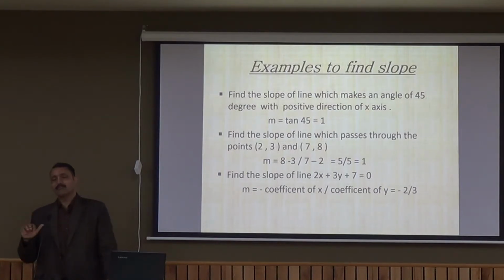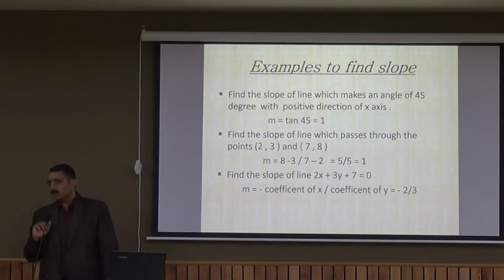Suppose we take an example. Find the slope of a line which makes an angle 45 degrees with the positive direction of x-axis. So we can use our first method, m is equal to tan theta. So m is equal to tan 45, so m is equal to 1.